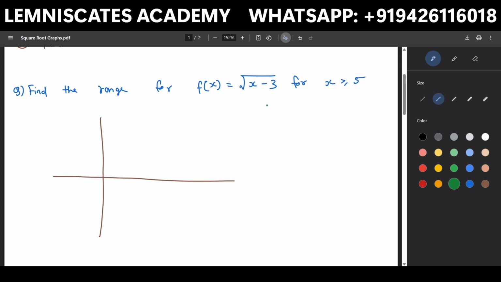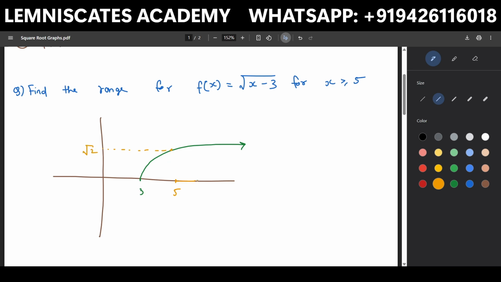The graph is going to start when x is equal to 3 because we are moving right side by 3 units. So this graph is taken to the right side by 3 units. So the graph is going to look something like this. Now, because the domain is to the right side of 5, let's say this is 5. Output of 5 would be 5 minus 3, which is 2. So over here you are having square root of 2. This is square root of 2.